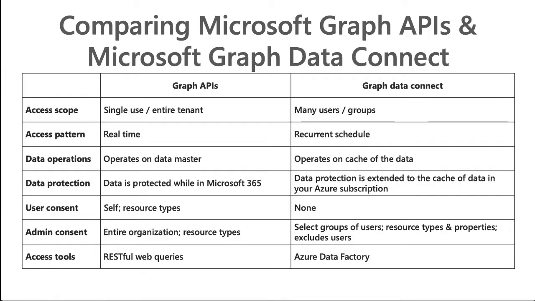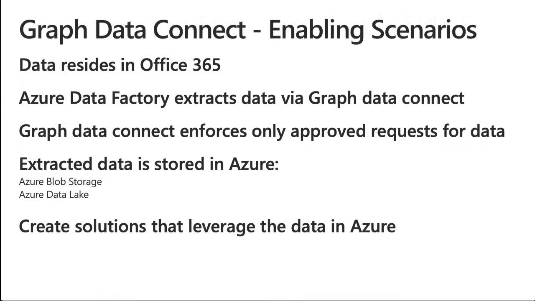So this table is just going to compare if I'm using the Microsoft Graph API versus Graph Data Connect. Here we can see differences between the scope and the access patterns, as well as data operations and protection, user consent, admin consent, and different access tools. A couple things I want to highlight here is that when you look at the access tools at the bottom, we're going to take advantage of existing tools inside of Graph Data Connect, such as Azure Data Factory, to pull the data out of Office 365. Now, what kind of scenarios is this going to enable for us?